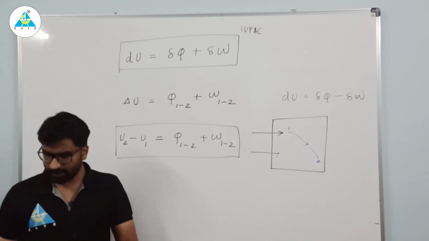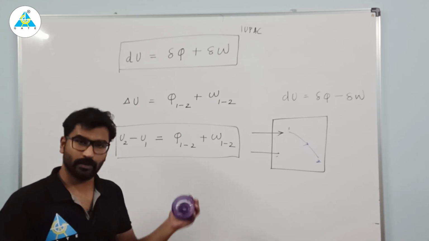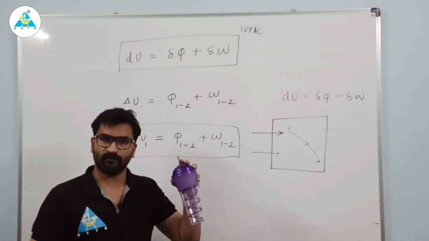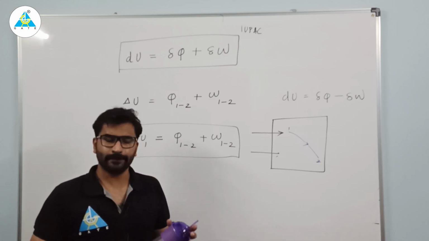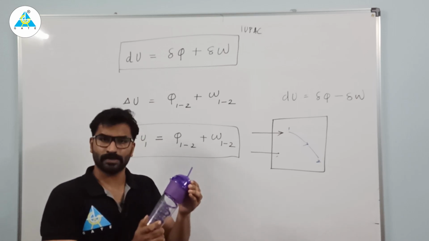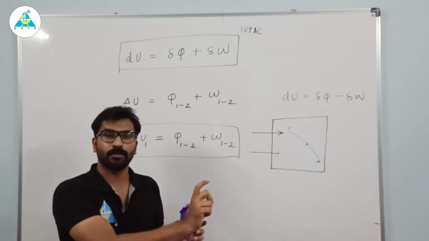Simple equation. Like, I have a bottle here, for example, this bottle. So this is some soft drink bottle. For example, I am saying this is some soft drink bottle. After drinking, I have closed this bottle and I want to keep it in the fridge. Right?